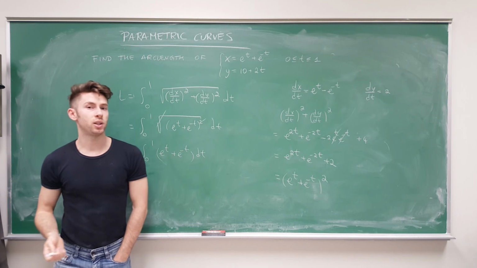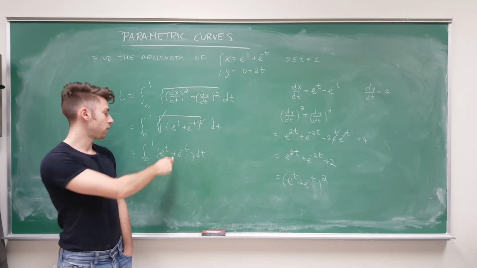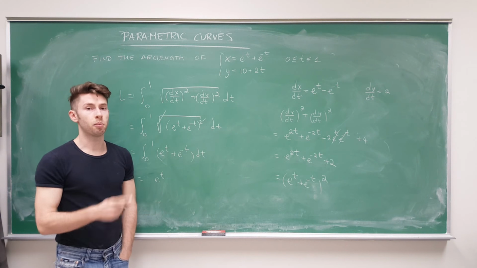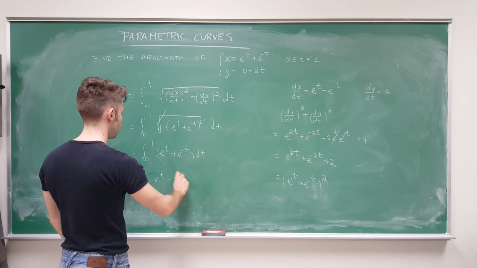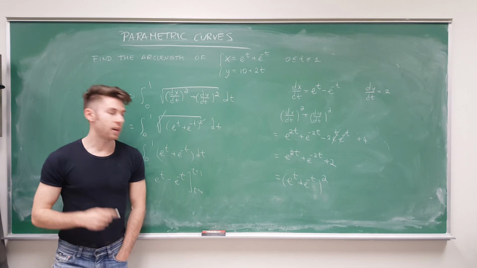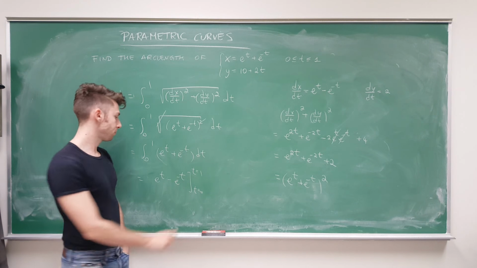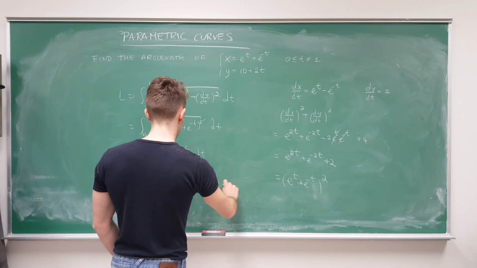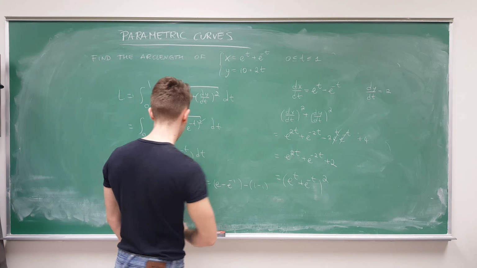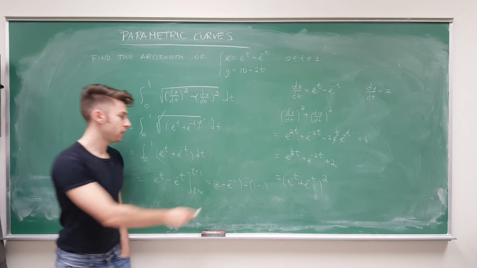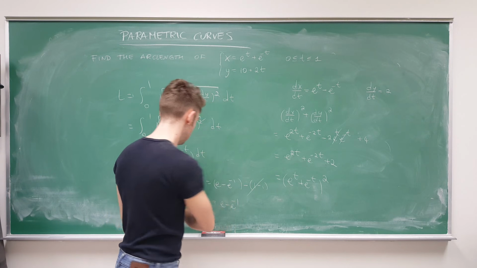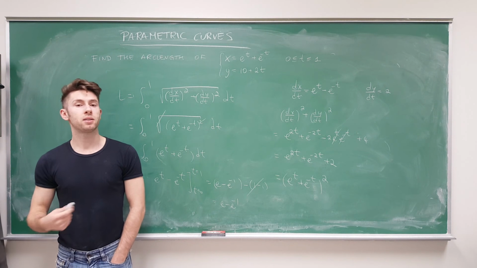And finally, I just need to integrate these simple exponentials. So this is e to the t. And this is minus e to minus t. And then evaluate between 1 and 0. So e minus e to minus 1, and that's just 0. So that's the arc length, e minus e to minus 1.